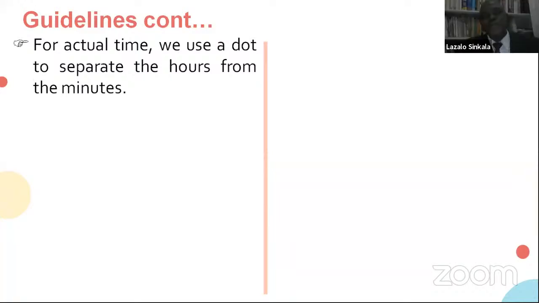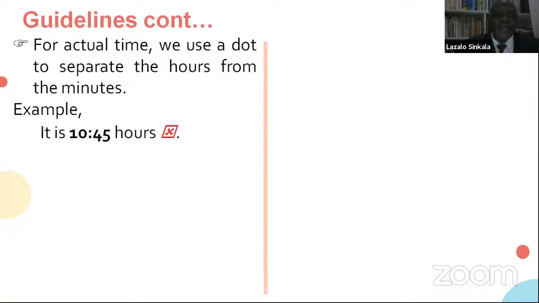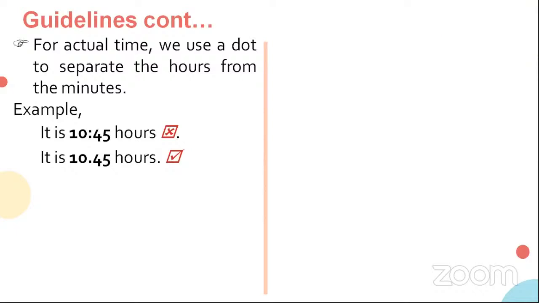For the actual time, we use a dot to separate the hours from the minutes. This has been a center of controversy lately in the conferences. It is wrong to write, it is 10 colon 45 hours. That is wrong. Instead, it's supposed to be, it is 10 dot, or rather full stop, 45 hours.